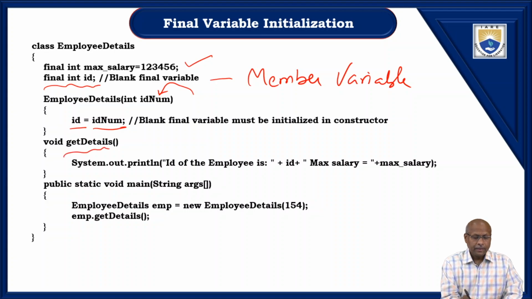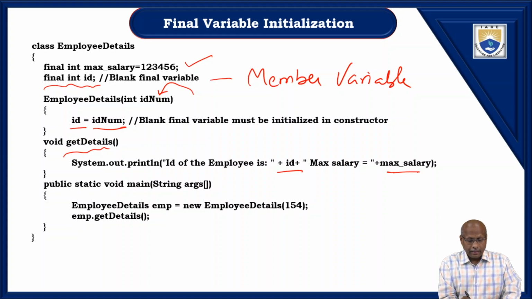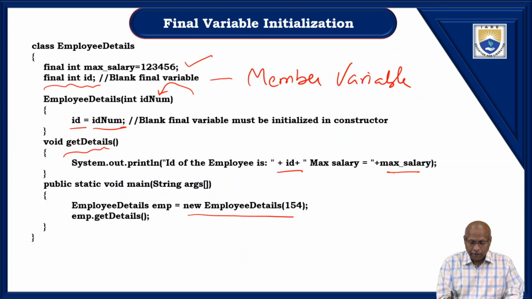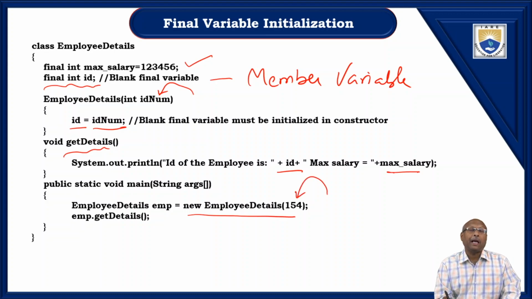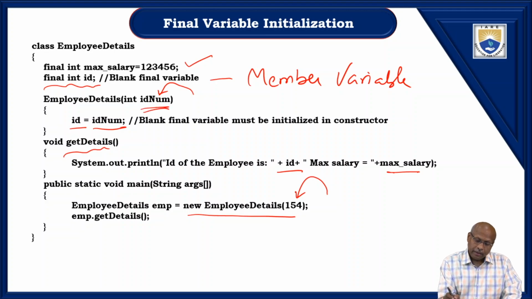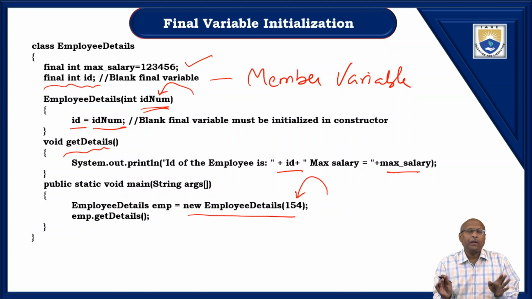Similarly, getDetail. What is getDetail? It is a normal method. It is trying to print both values, ID as well as max salary. So it is printing the ID of the employee and the max salary. Then public static void main, new EmployeeDetails with 154. That means I am passing 154 as a value to this number. This 154 is assigned to my ID. So that means lifelong that ID is 154 only. You cannot change it now.